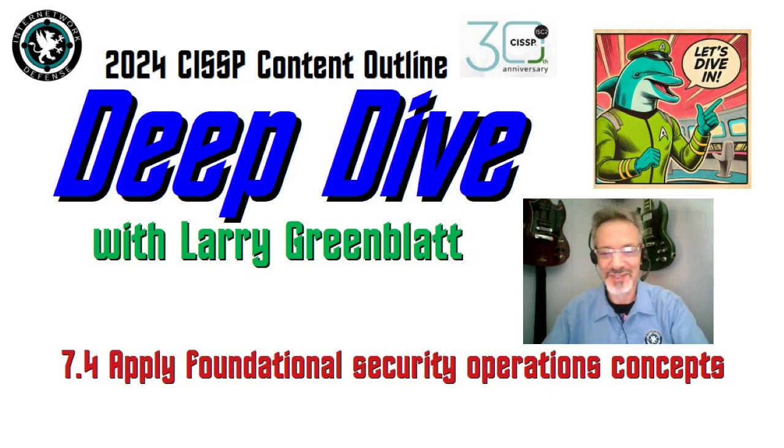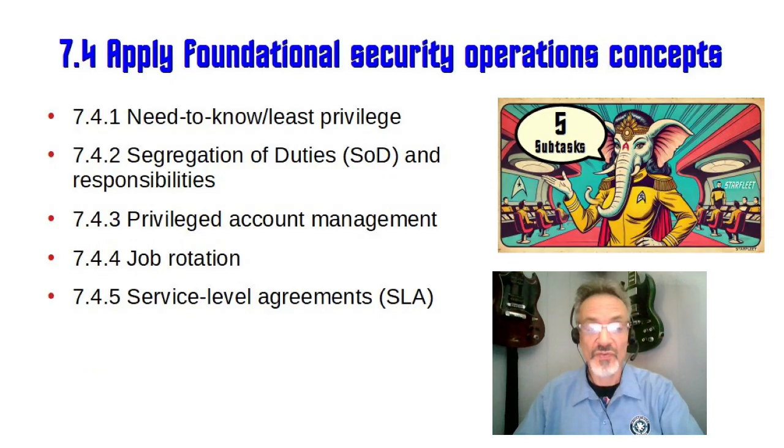So let's get started. All right, this task has 5 subtasks that include need to know, least privilege, segregation of duties and responsibilities, privileged account management, job rotation, service level agreements. As you can see, again, we're touching on some very familiar security principles, but it's a foundational thing and it helps reinforce everything. So let's enjoy it.